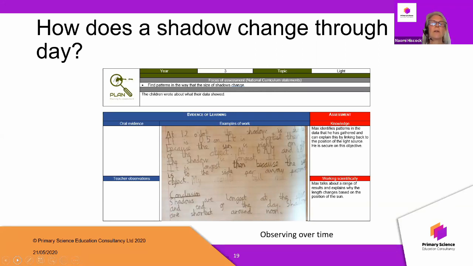This is measuring the shadow over a period of time during the day. Just to point out that I often wouldn't include this in a year 3. I would probably put this investigation in year 5, where we can then use it as a context for explaining the effect of the apparent movement of the sun across the sky. But anyway, just read the example. Might want to think about the language that he's using there.